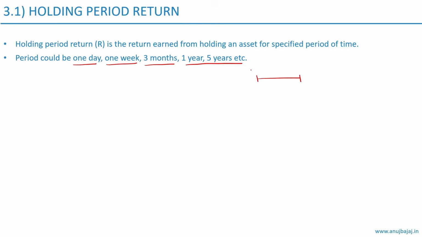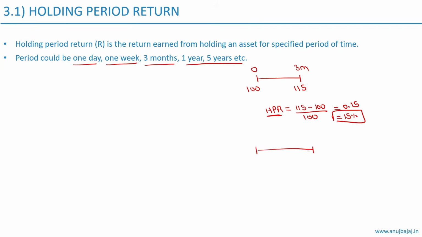Say you purchase an asset today, that is at time 0, for $100, and after 3 months you sold the asset for $115. The holding period in this case is 3 months, and the holding period return is 115 minus 100, that is 15, which is your capital gain, divided by 100. This should give you 0.15. You can also write it in percentage terms, which will be 15%. So this is your holding period return. Let us look at another example with a slight variation to it.